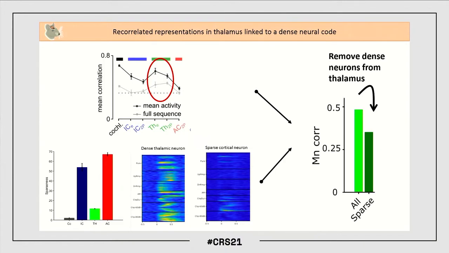Now, the literature has already related sparseness and decorrelation, and we could back this up in our data. If we take the thalamic neurons and remove the densest neurons to artificially make the population more sparse, we get decorrelation. So we think that the recorrelation is due to this dense coding, but then of course we just have the next question, which is, well, why is the thalamus using dense coding?